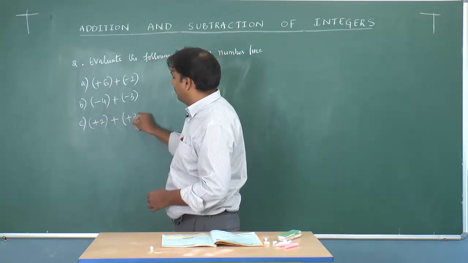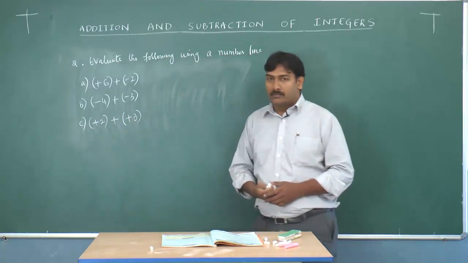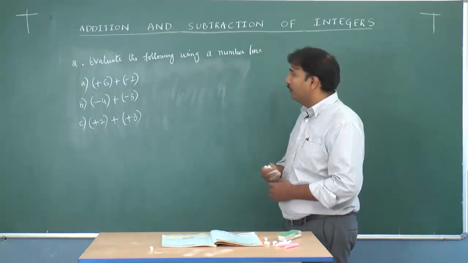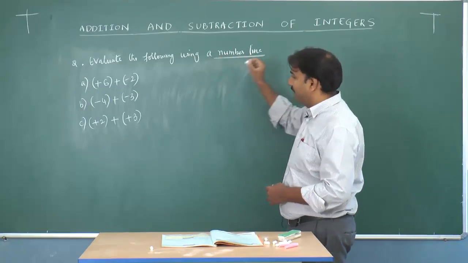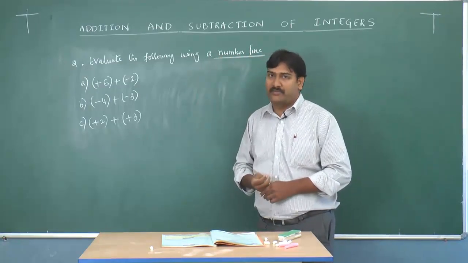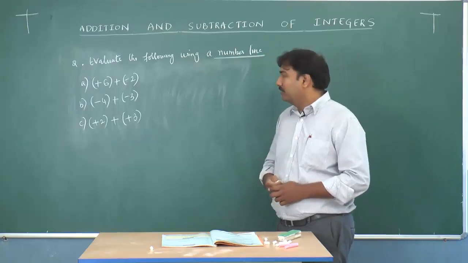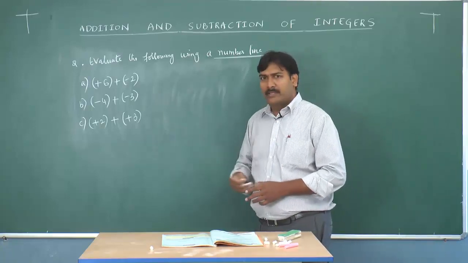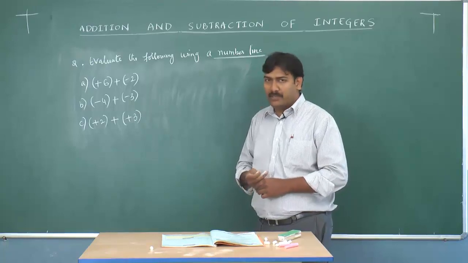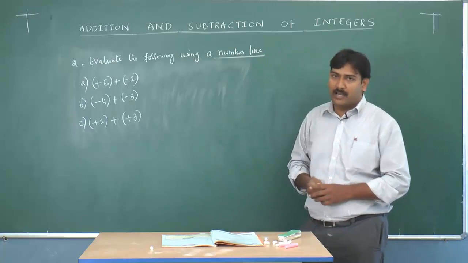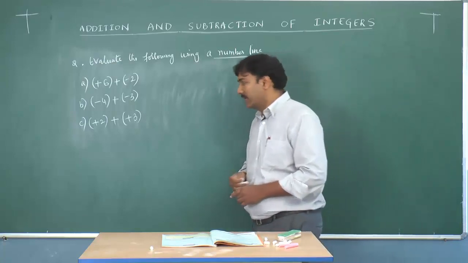Now here, whenever they ask you to use a number line to evaluate the addition and subtraction of the integers, we need to compulsorily go with the number line. Actually, we can use the basic rules to get the addition and subtraction of the integers, but because they are insisting that we use a number line, let us use the number line and start evaluating these three examples.